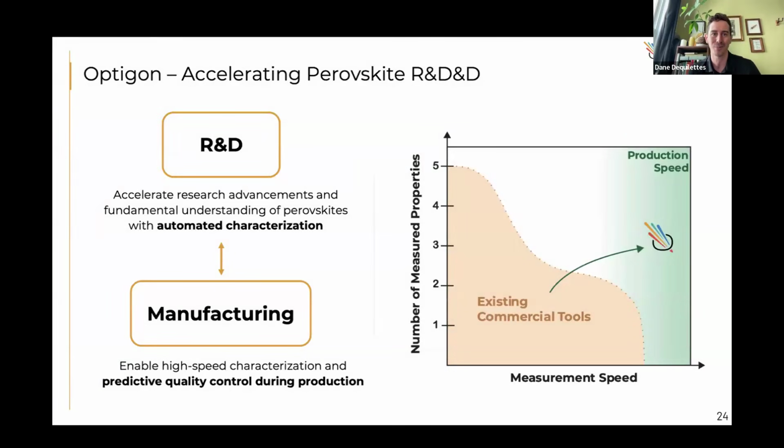So what is our approach, and how are we hoping to accelerate perovskite research, development, and deployment? We're focusing on two different areas. One is research and development, and the second is manufacturing. Our goals here are really to develop automated characterization for the research setting, and then also to have predictive quality control during production. So being able to measure at a few tens of milliseconds to keep up with manufacturing speeds of 60 meters per minute or 100 meters per minute for a lot of different processes.